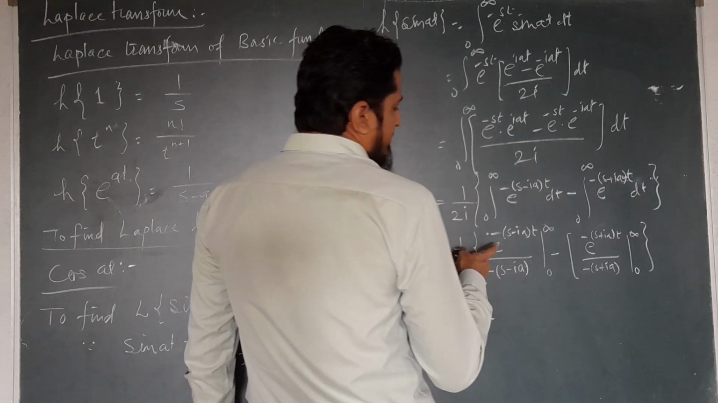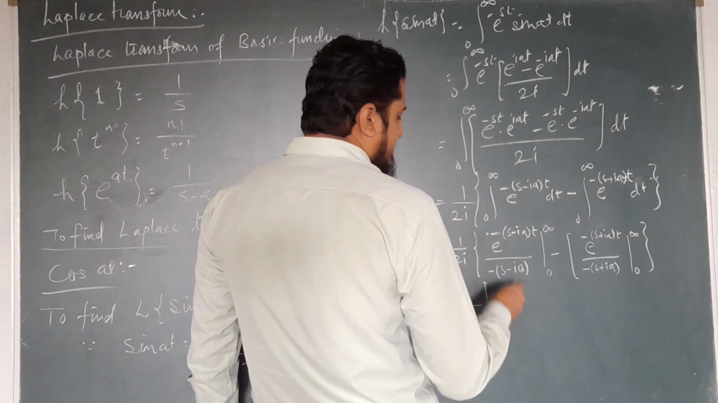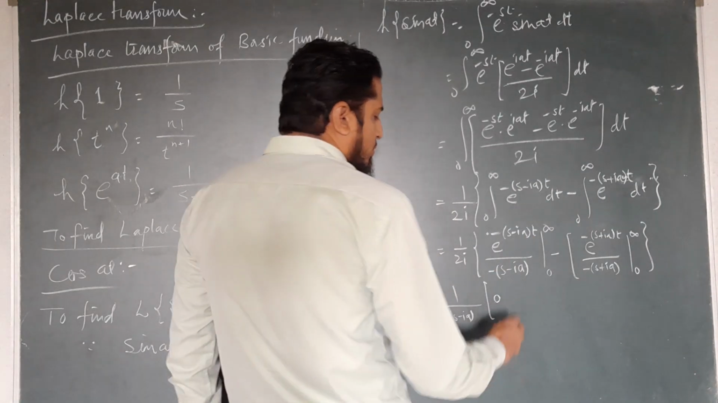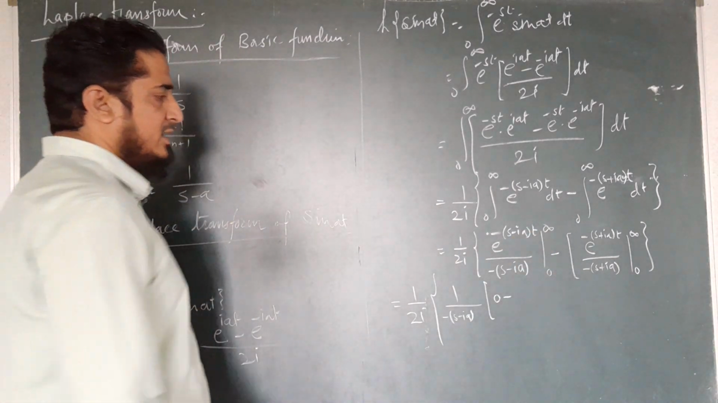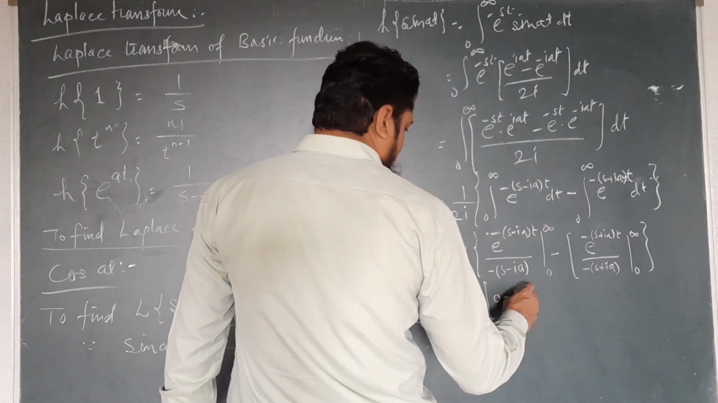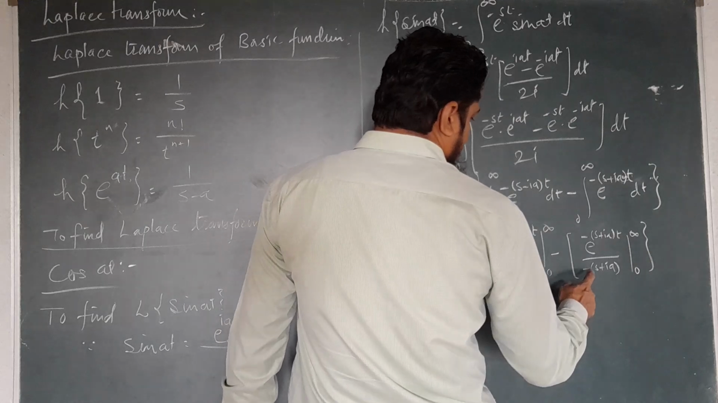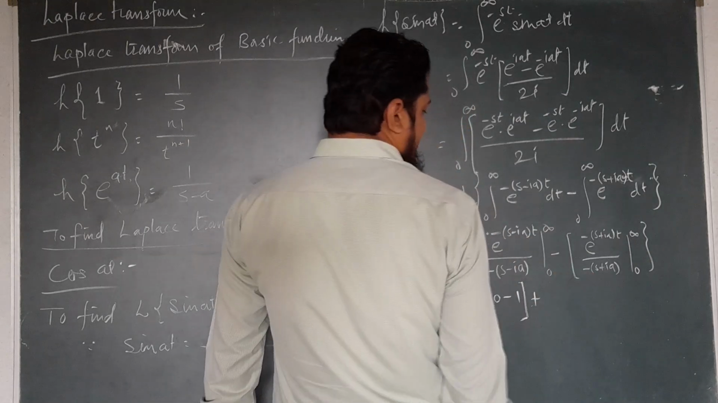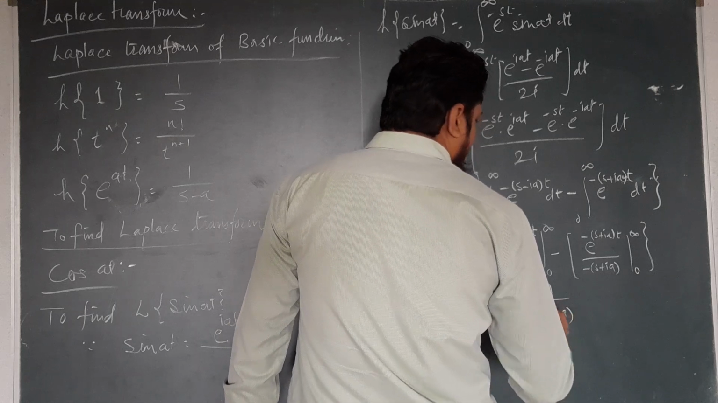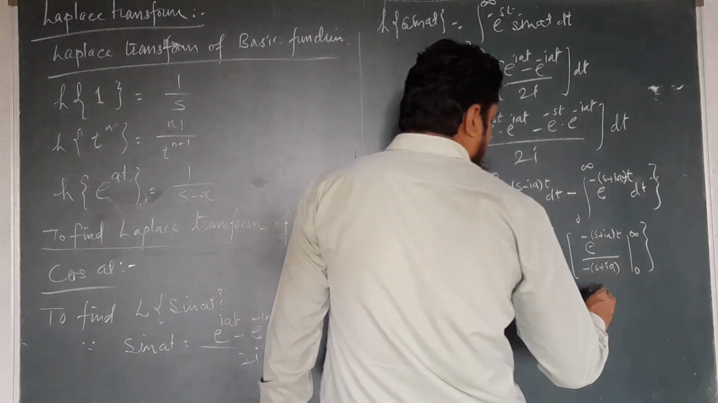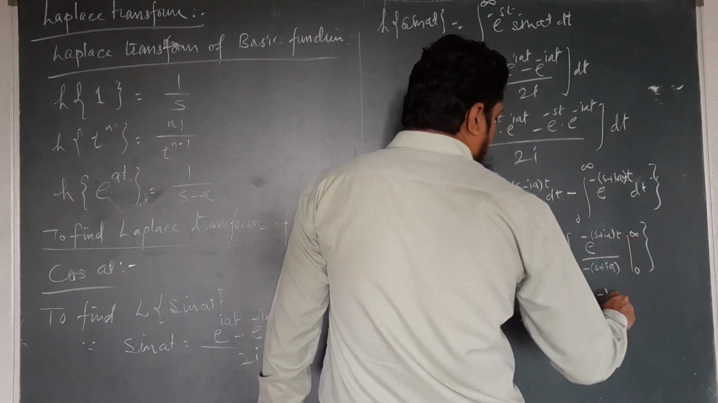If we put here infinity, we will get e raised to minus infinity, which becomes 0, and if we put t equals to 0, then we get e raised to 0, which becomes 1. Correct? Similarly, if we take minus outside, it becomes plus 1 upon s plus i a. Similarly, if we put infinity, we will get 0, and when we put 0, then we will get 1.